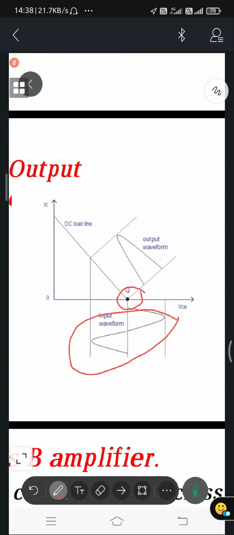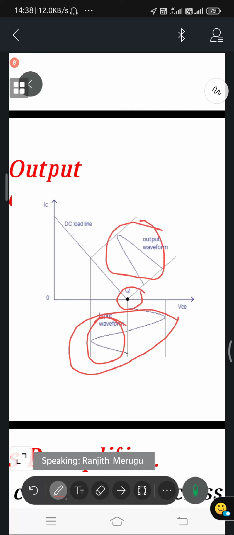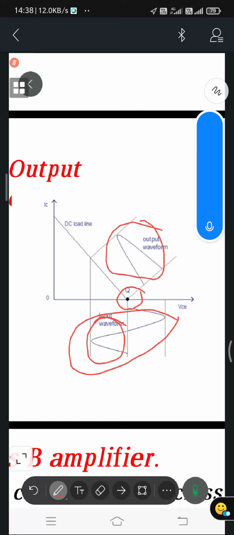And what happened here? The point is, at the end of the extreme DC load, only this half cycle will conduct. The remaining half cycle is not going to conduct. So this is where the class B power amplifier will conduct for only 180 degrees.